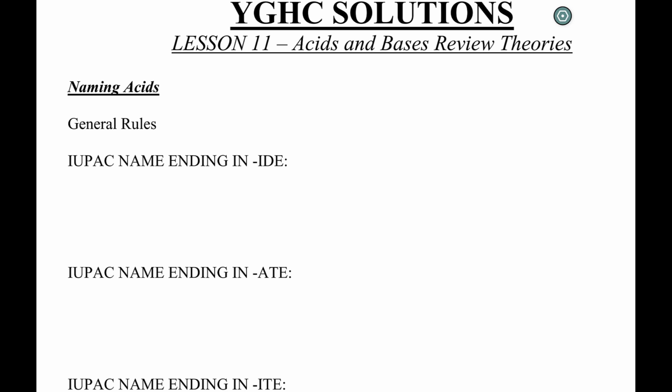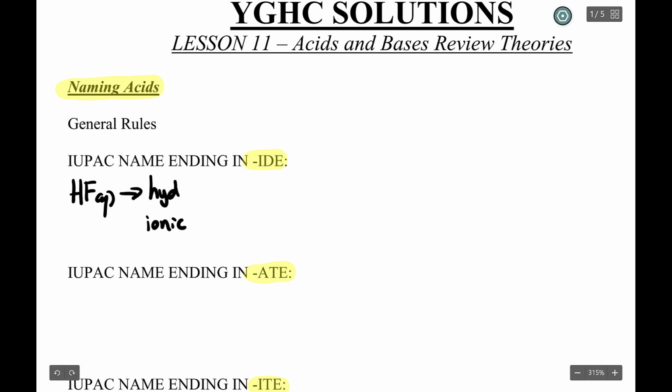But the first thing we should do is a quick review of how to name acids. How you name an acid is really dictated by the ending of the anion in that acid, whether it's an "ide" or an "ate" or an "ite." So, for instance, if I had something like HF aqueous, its ionic name would simply be hydrogen fluoride.